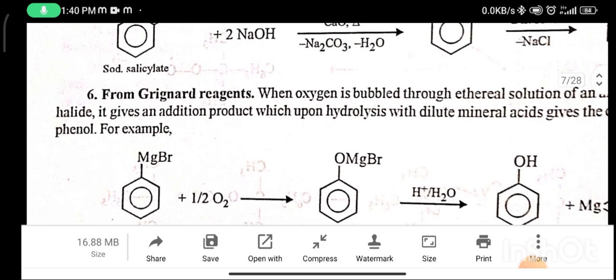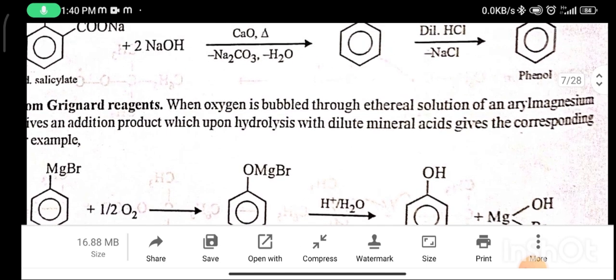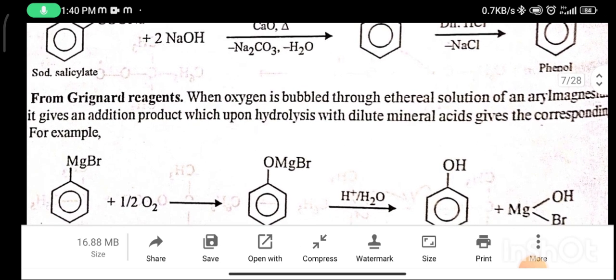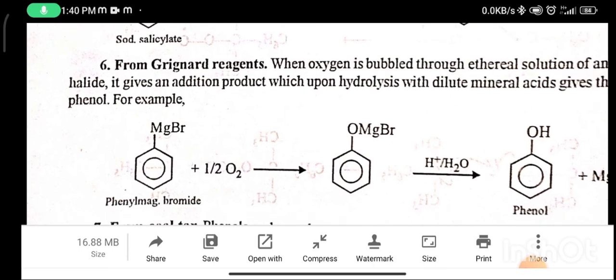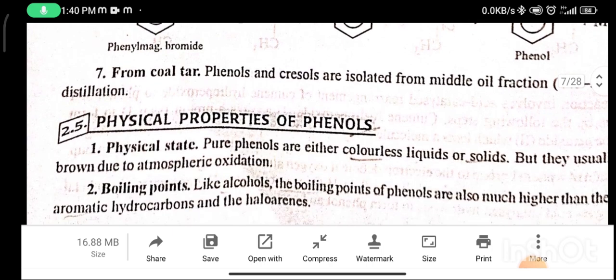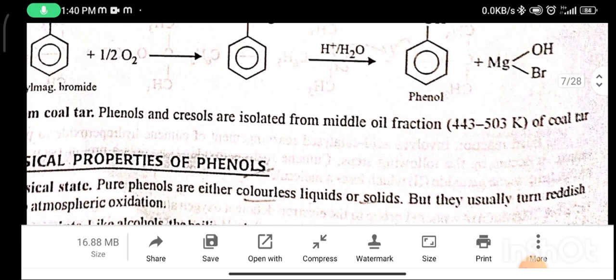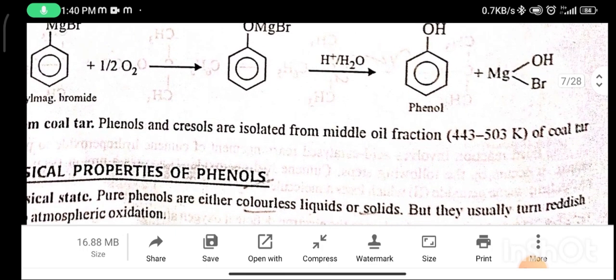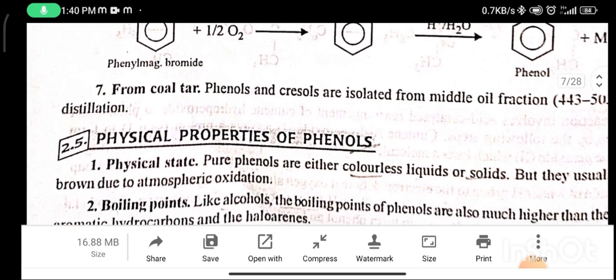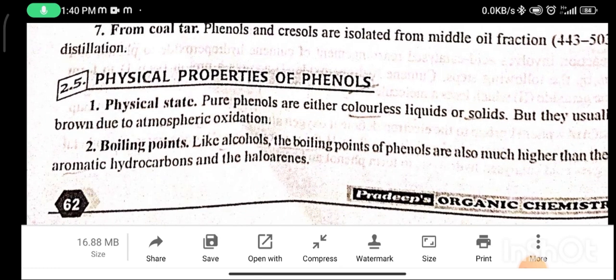From Grignard reagents: when oxygen is bubbled through an ethereal solution of an aryl magnesium halide, it gives an addition product which upon hydrolysis with dilute mineral acid gives the phenol. From coal tar: phenol and cresol are isolated from the middle oil section, 443 to 503 Kelvin, of coal tar distillation. Physical properties.